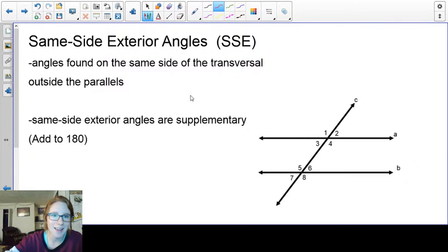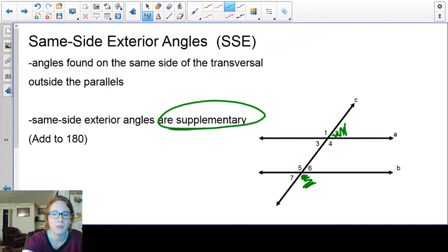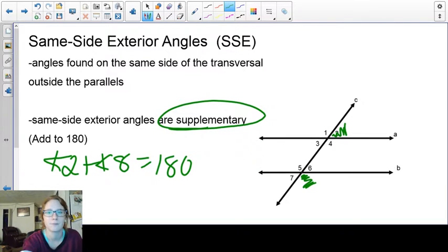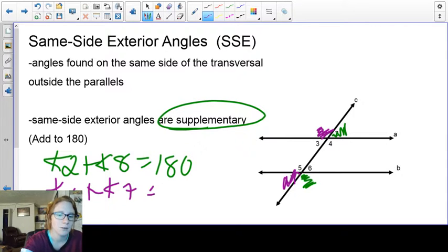Same side exterior angles, just kind of like what they sound like. Angle 2 is on the outside, and so is angle 8. They're on the same side, and these are also supplementary. So angle 2 plus angle 8 would be 180. Next, we have angle 1 and angle 7 because they're on the same side outside. So angle 1 plus angle 7 will be 180.